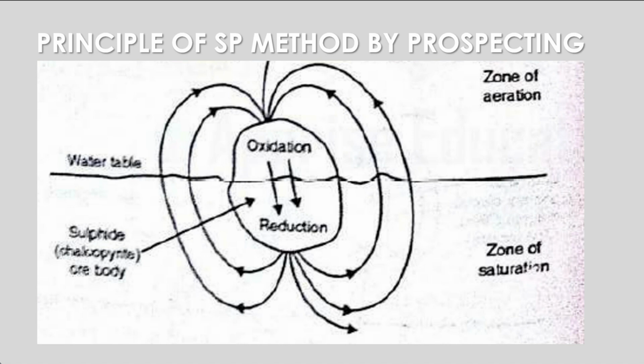Now, look at the arrows. Near the top of the ore body, something called oxidation is happening. This is like a chemical reaction where the minerals are losing electrons. At the bottom of the ore body, reduction is happening, where the minerals are gaining electrons. So this movement of electrons creates a natural electrical current flowing through the ground, shown by the curved lines with arrows. So these electrical currents spread out and reach the surface.